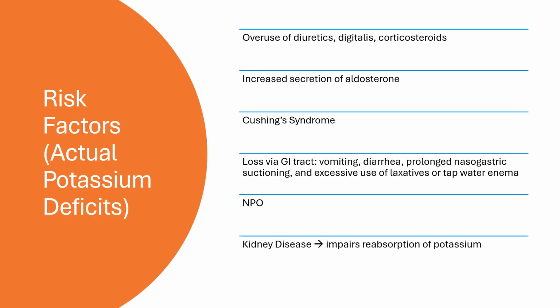Okay, so some of the risk factors of actual potassium loss are overuse of diuretics, digitalis, and corticosteroids, increased secretion of aldosterone, Cushing syndrome, and loss via the GI tract: vomiting, diarrhea. Whenever you have a patient with a whole lot of diarrhea, watch them for fluid imbalance as well as these electrolytes, because they can lose quite a bit of potassium. Also prolonged nasogastric suctioning, excessive use of laxatives or tap water enemas, NPO, and kidney disease. Kidney disease impairs the reabsorption of potassium, so they cannot get the potassium they need.